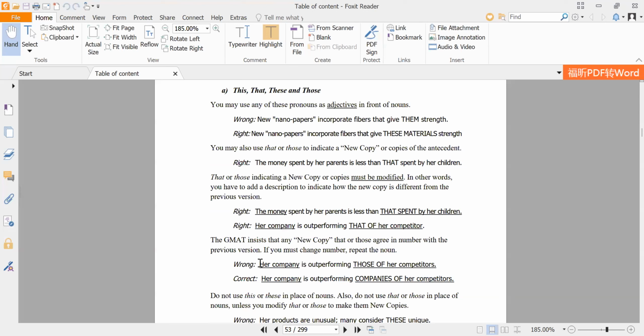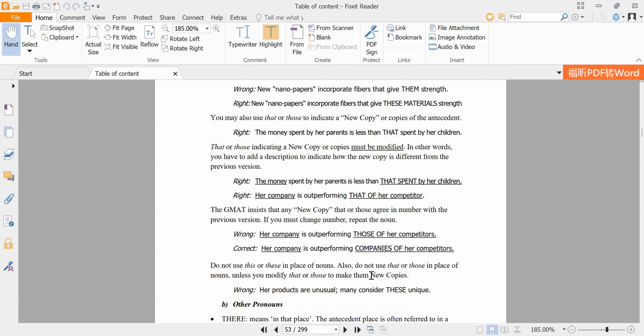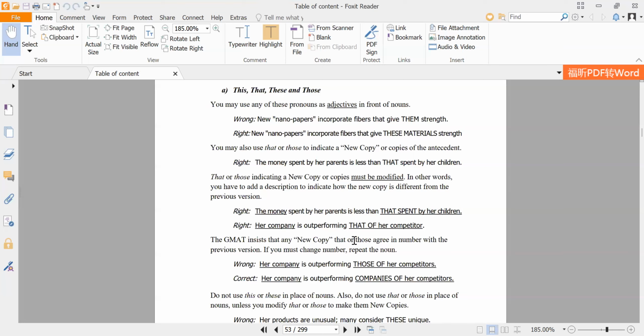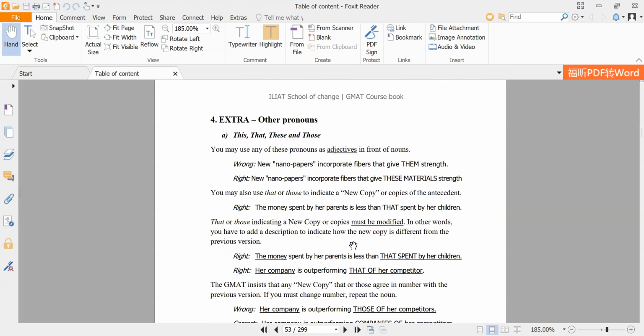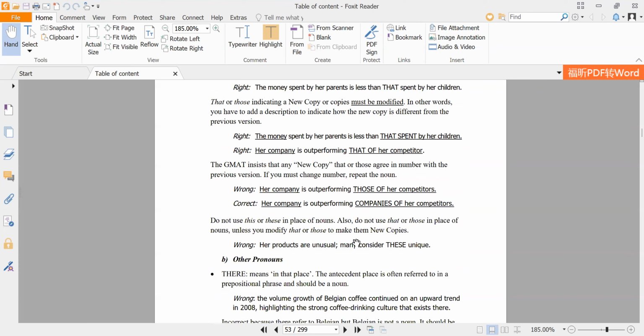Even though this seems grammatically correct, this is still not correct on GMAT sentence correction. If you use a relative pronoun, then it has to agree in number with the original noun. If you want to compare one singular thing with plural things, then you have to repeat the noun. So companies, repeat the word company, put it in plural. All right, so that's the third rule for using the four pronouns: this, that, these, and those.